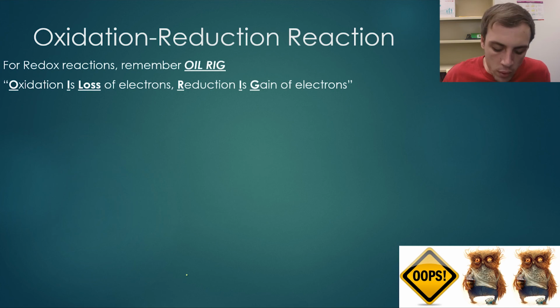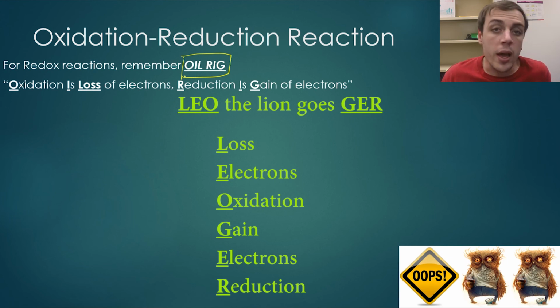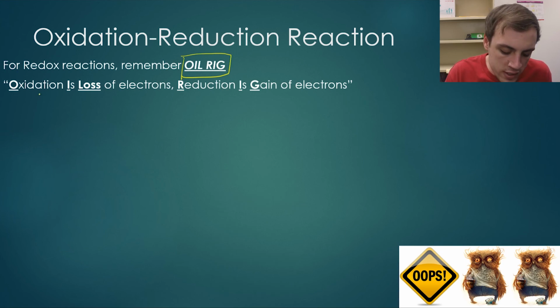Now, a very important thing I want you guys to learn is oil rig. So whenever you see a redox question, redox equation, anything with redox, straight away you should write down oil rig. Now, another way this is also written and taught is Leo the lion goes grr. If you want to use that one, that's fine, be my guest. I personally prefer to use oil rig because I find it easier to remember. So with oil rig, oxidation is the loss of electrons. So OIL, oxidation is lost. Reduction is gain. So reduction is gain of electrons.